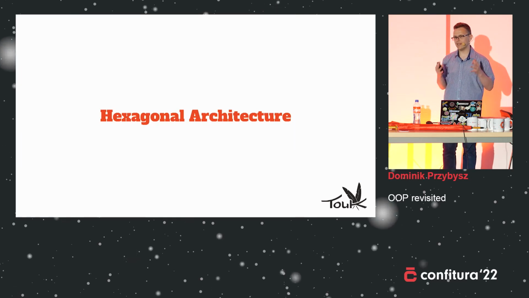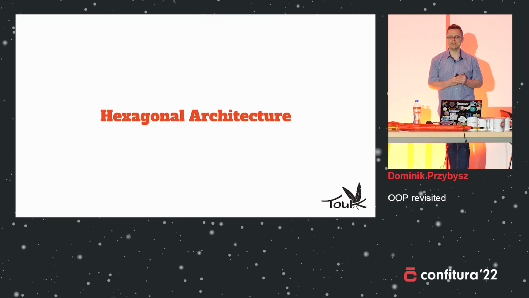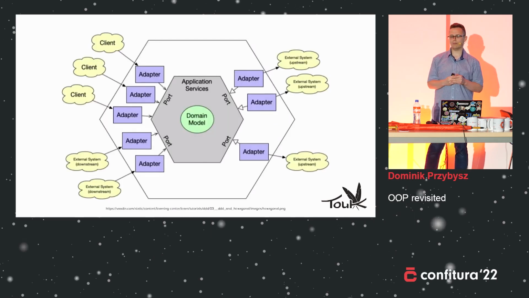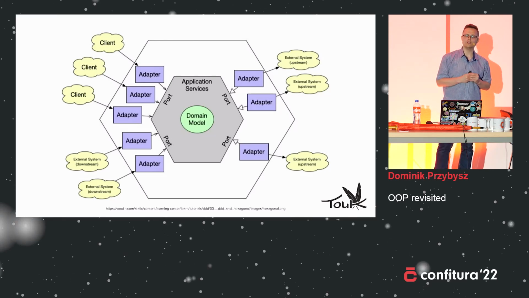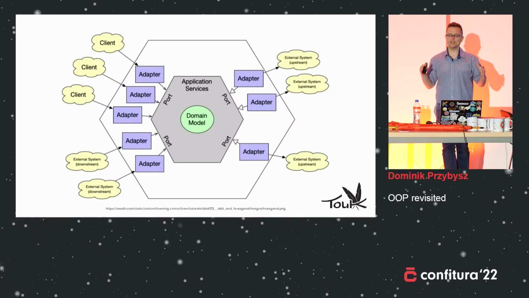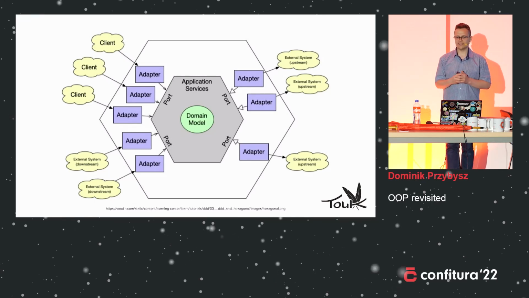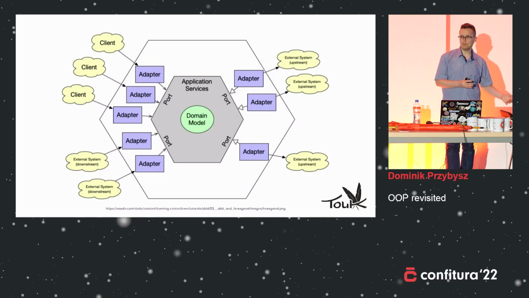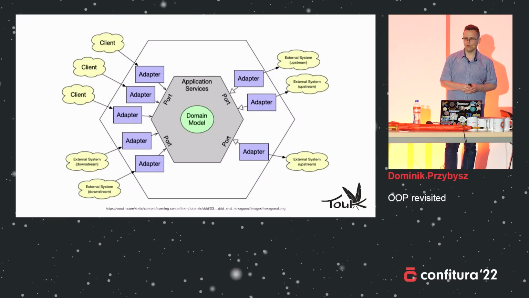This is the basic idea of hexagonal architecture, which is really useful for creating business applications, where in the middle of your application, you have the domain model and application services working on such a domain model. You have a boundary of ports and also the adapters, which allow you to interact with some external things like HTTP, maybe databases, maybe message queues, and so on and so forth.